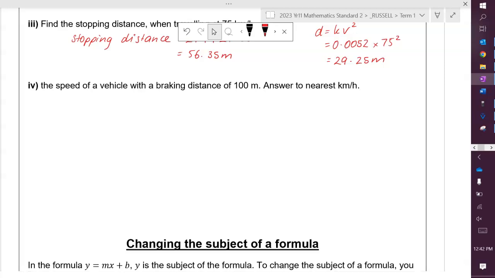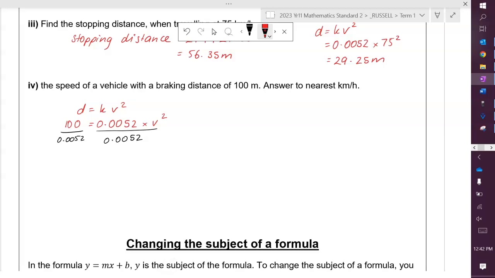The last part says find the speed of a vehicle with a braking distance of 100 metres, correct to the nearest kilometre per hour. We think about this same D equals kV squared formula. So D equals kV squared. Our braking distance is 100. We know what our constant is, we've worked that out, which is 0.0052. And I'm trying to find the speed, so I'm going to solve my equation. Divide by 0.0052, doing the same to both sides.